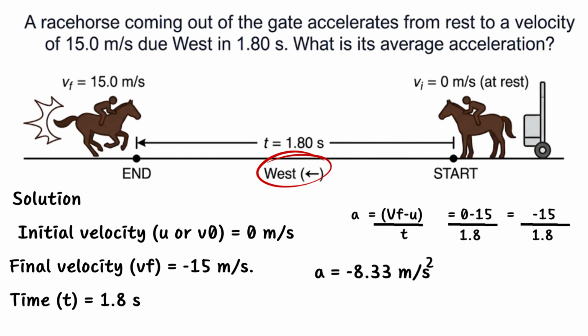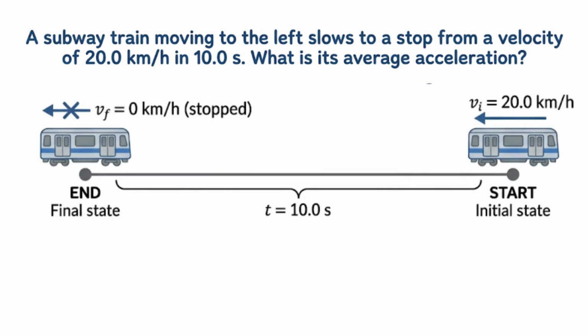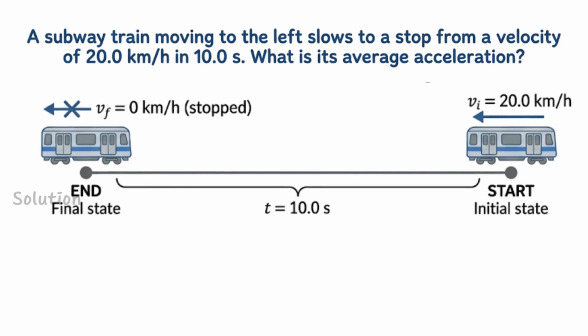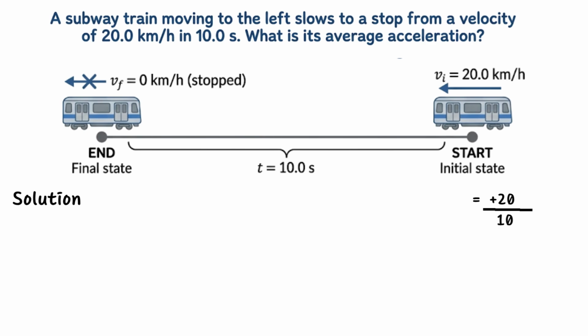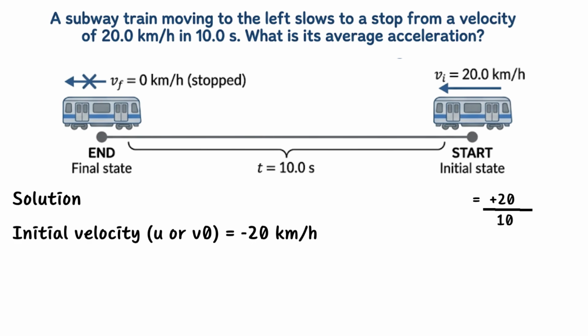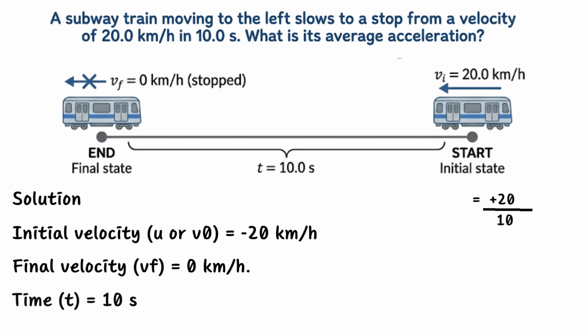A final example. A subway train moving to the left slows to a stop from a velocity of 20 kilometers per hour in 10 seconds. What is its average acceleration? Note from this question we're making use of 20 kilometers per hour, but the time is still in seconds, so we have to convert. So let's solve. Now, because it is moving left, the initial velocity is negative. So we have minus 20 kilometers per hour, and its final velocity is 0 because it stops. So we have 0 kilometers per hour. The time is 10 seconds.